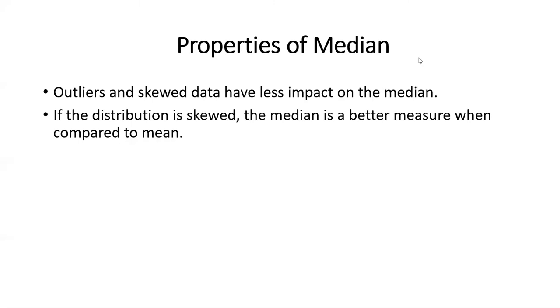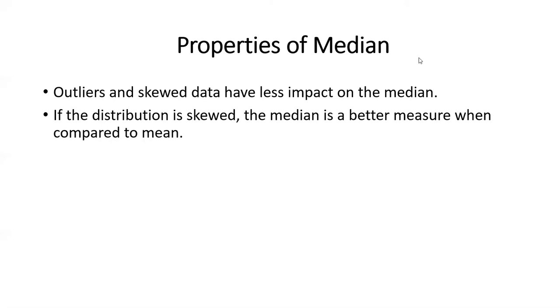Now let's understand the properties of median. We have seen that after arranging the values in ascending or descending order, whatever value we get at the center is called the median. It represents the center of the data set. So the value representing the center of the data set, when arranged in either ascending or descending order, is called the median. Now let's see the properties of median.